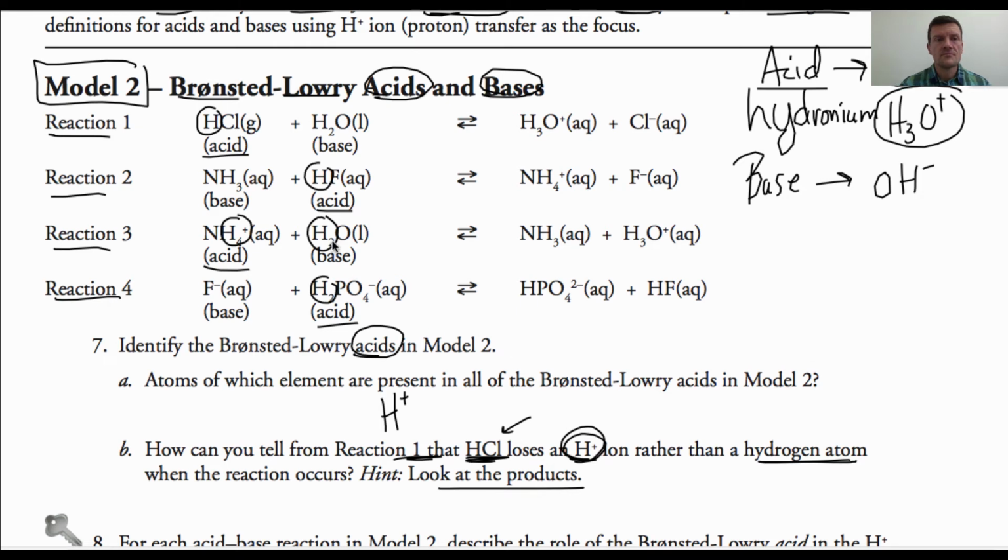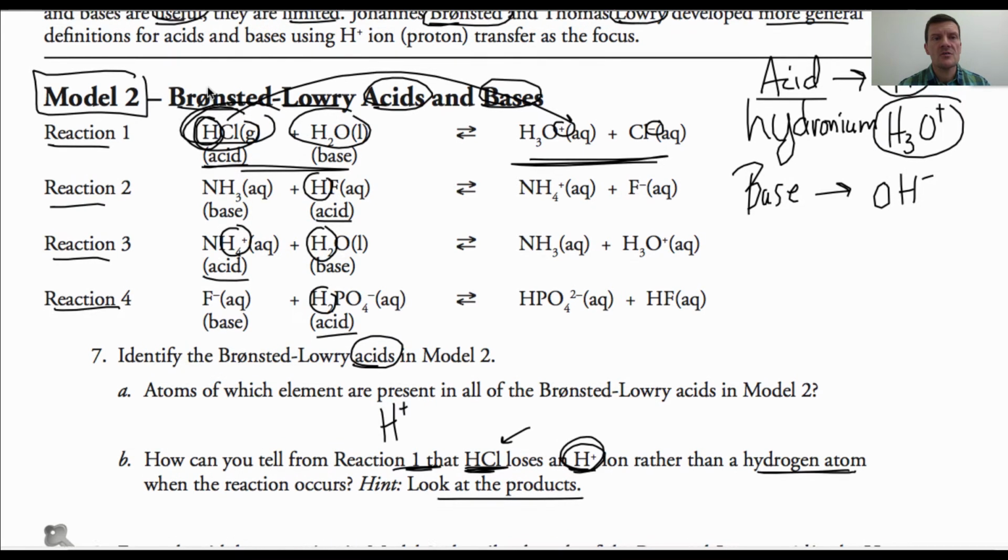So if we look here, this H, we're going to find out what happens to it. We're going to compare the reactant side over here to the product side over here. Notice all of these are neutral. There are no charges on these. Now the reaction occurs and all of a sudden we have charges. Well, how did that happen?